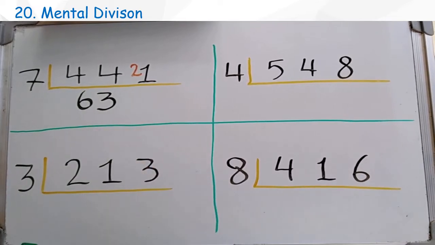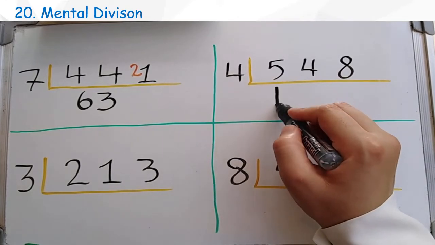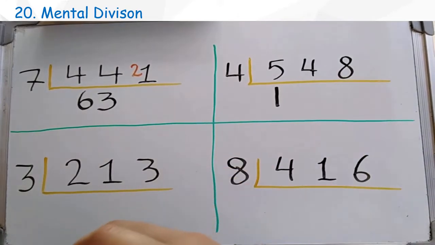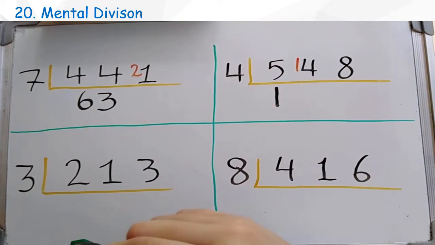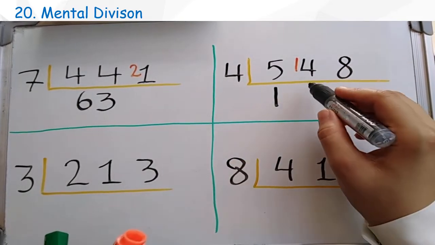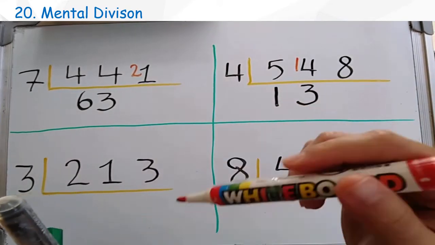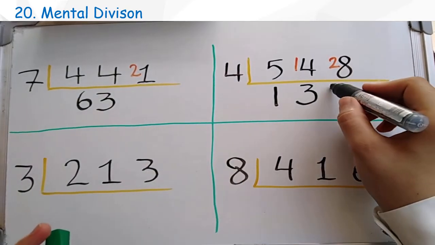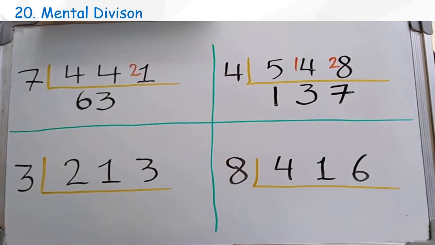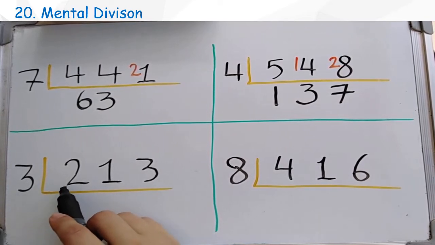Next, 548 divided by 4. How many 4s in 5? Just 1. And the remainder is 1. I will pass that remainder to 4, and 4 will become 14. Now, how many 4s in 14? The answer is 3, since 3 times 4 is equal to 12. That means there is a remainder of 2. I will pass that remainder to 8. How many 4s in 28? The answer is 7.